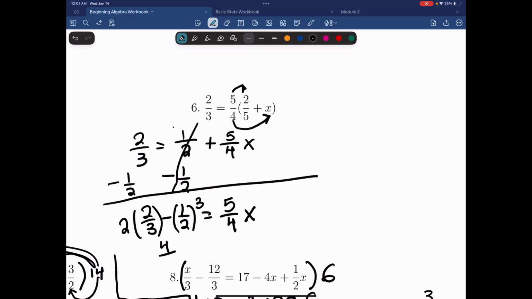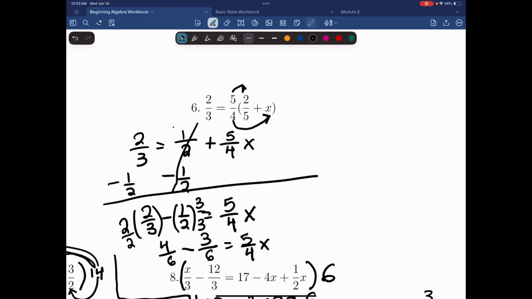And now I should write it like this, 2 over 2 times 3 over 3. My apologies. So 2 times 2 is 4, 2 times 3 is 6. So we're going to get 4/6 minus 1 times 3 is 3, 2 times 3 is 6. That's going to be equal to 5/4 x.